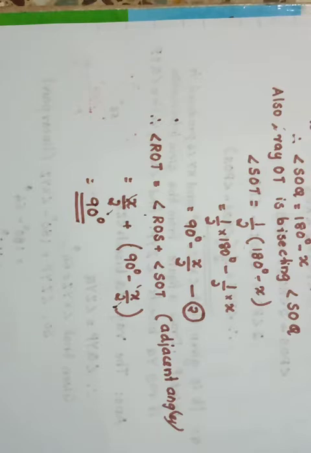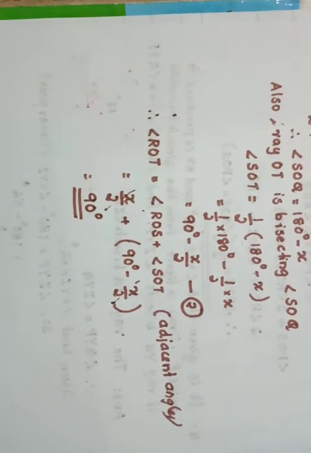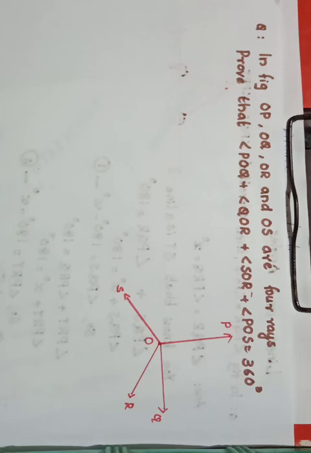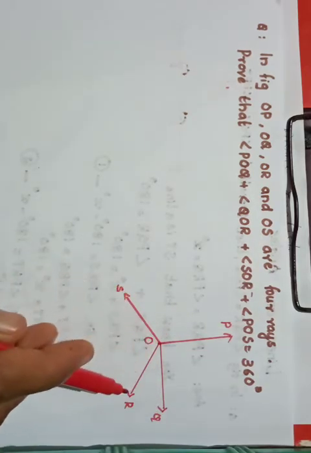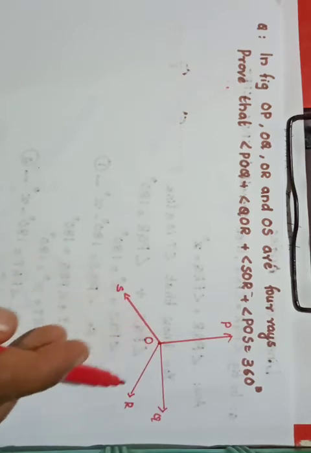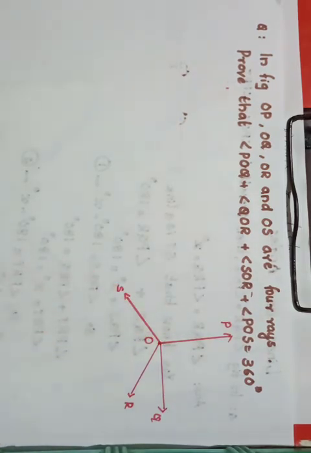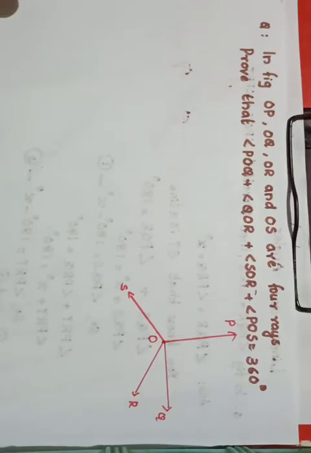So one more question we need to take from the example. Okay, so the last question from this part. In the figure, OP, OQ, OR and OS are 4 rays. They start from the point O. Prove that angle POQ plus angle QOR plus angle SOR plus angle POS equal to 360 degree.